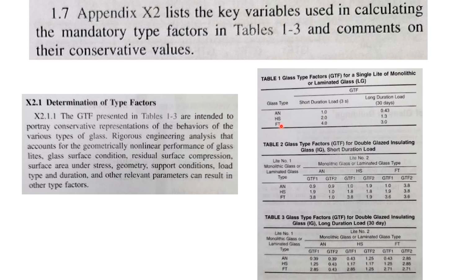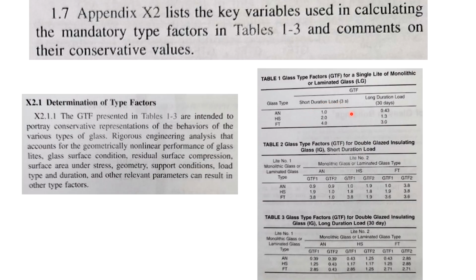Okay, so you have your different types, AN. Now, we haven't talked about this yet because we haven't looked at the definitions, but we have our different types over here. AN is annealed, HS is heat strengthened, and FT is fully tempered. So these are your different types of glass, and then the actual factor.